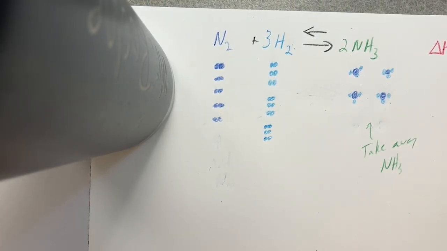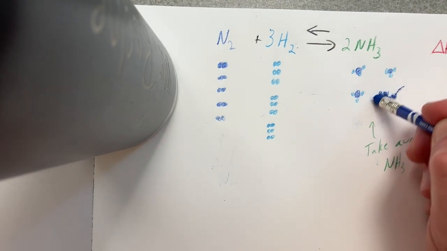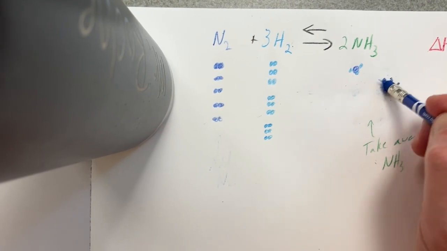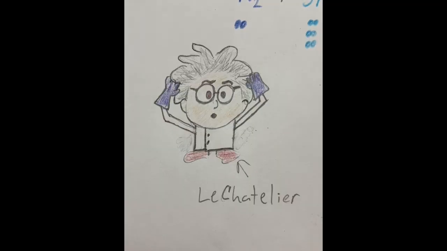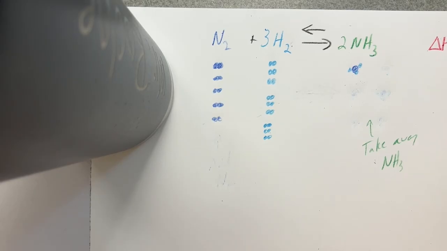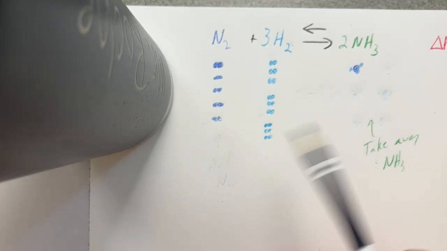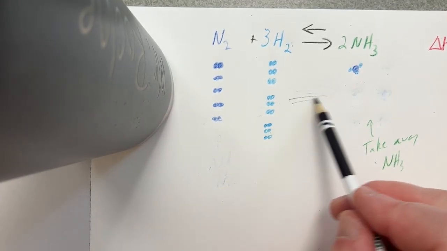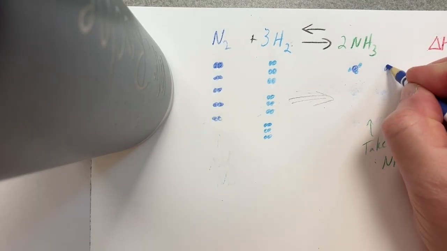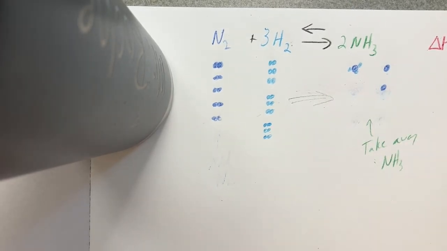So similarly, what happens if he takes away NH3? So if he's going to take some of those away, right? If you just took them away to someplace else, that is again going to get LeChatelier upset. He's going, oh no, why did you do that? He's going to want them back. So to get them back, the reaction is going to move toward the right, and it's going to make more ammonia so that it can replace what was taken away.